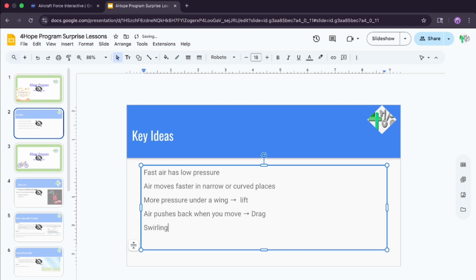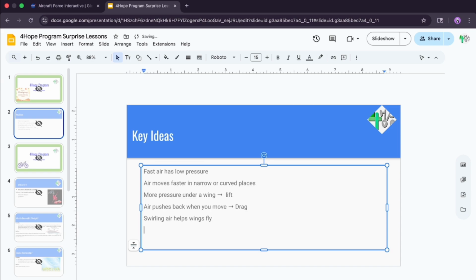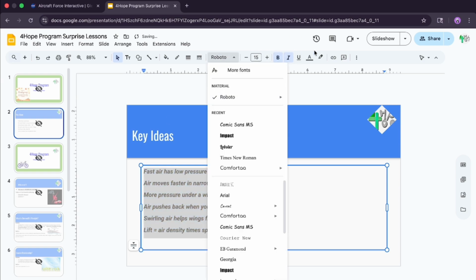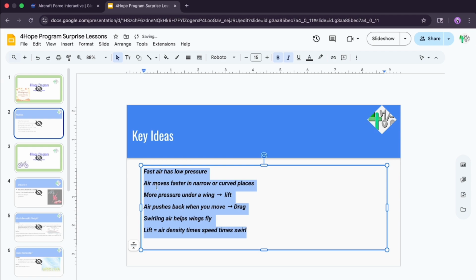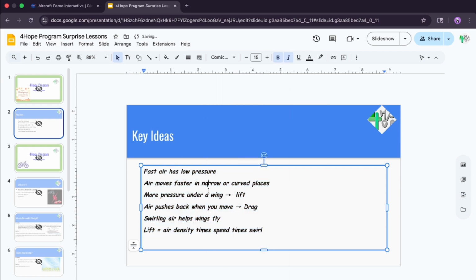Another thing to note is that swirling air helps the wings fly, because the swirl will help determine how much wingspan you need and how much circulation of airflow will occur. And the last thing is lift equals air density times speed times swirl. These are the main concepts I want you guys to note when it comes to these things. Some cool stuff here. I hope you found that fun. Let me copy paste that really quick for you guys.